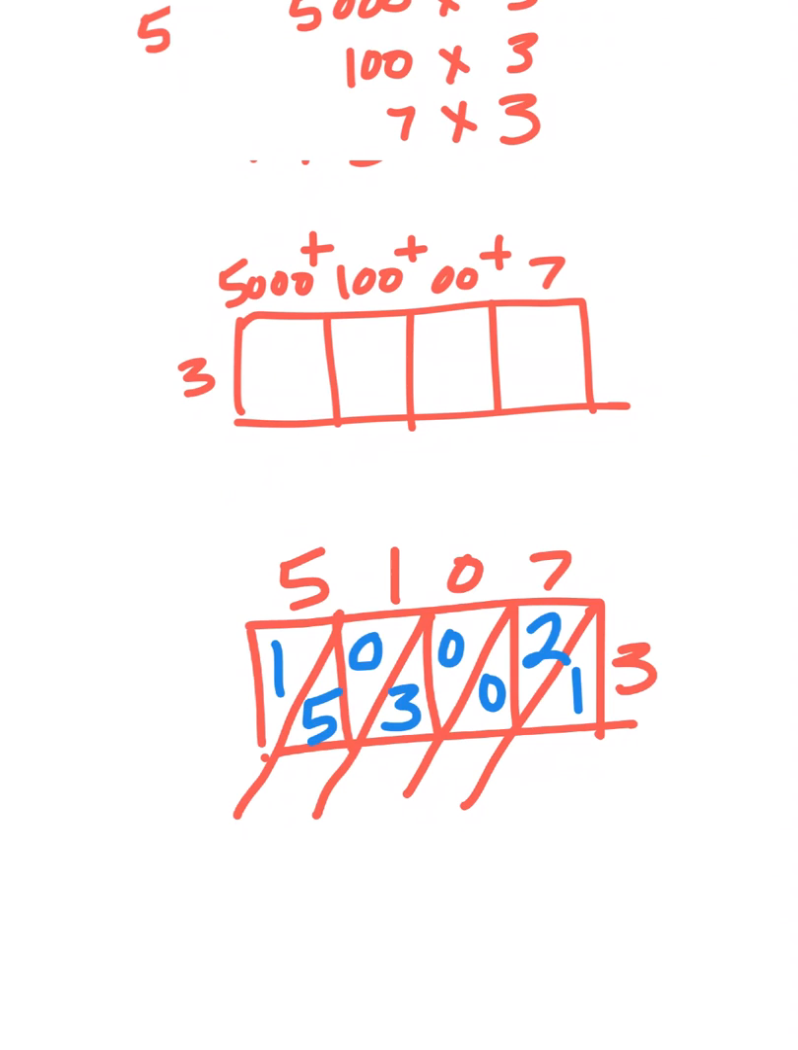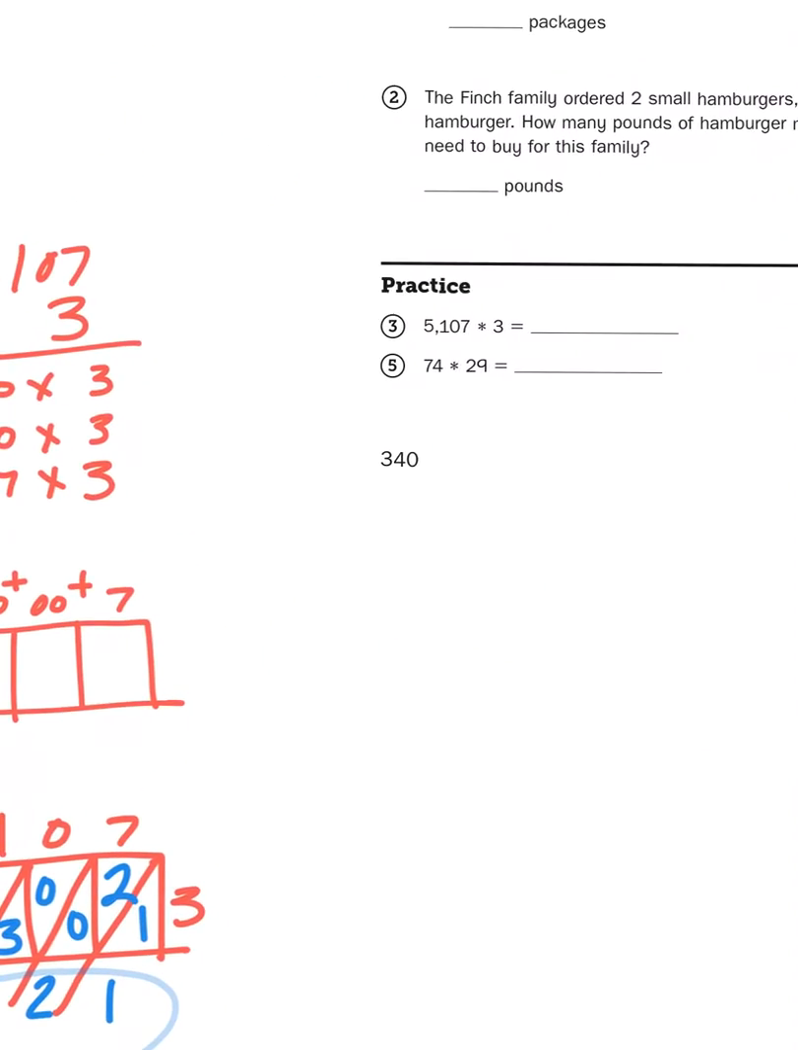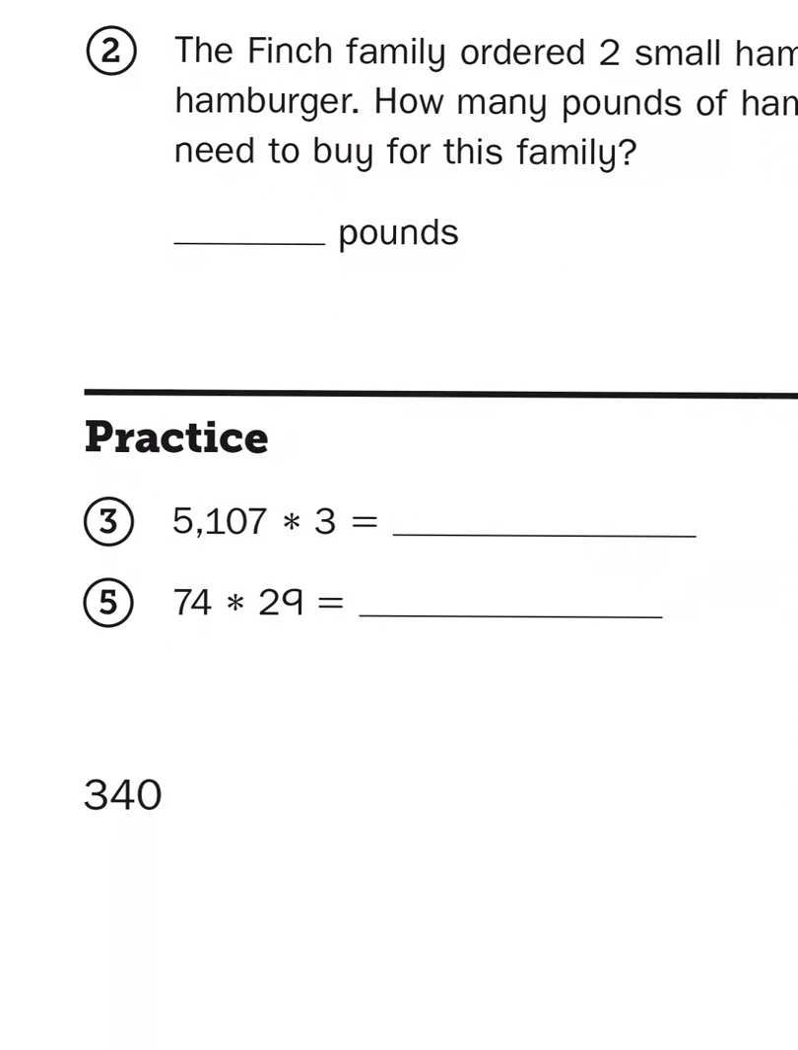So now I'm going to add up all of my columns. There's nothing to add except for bringing down the 1 for my ones. 2 plus 0 is 2. 3 plus 0 is 3. 5 plus 0 is 5. And then I bring down the 1. That gives me a total of 15,321. Written out like so.